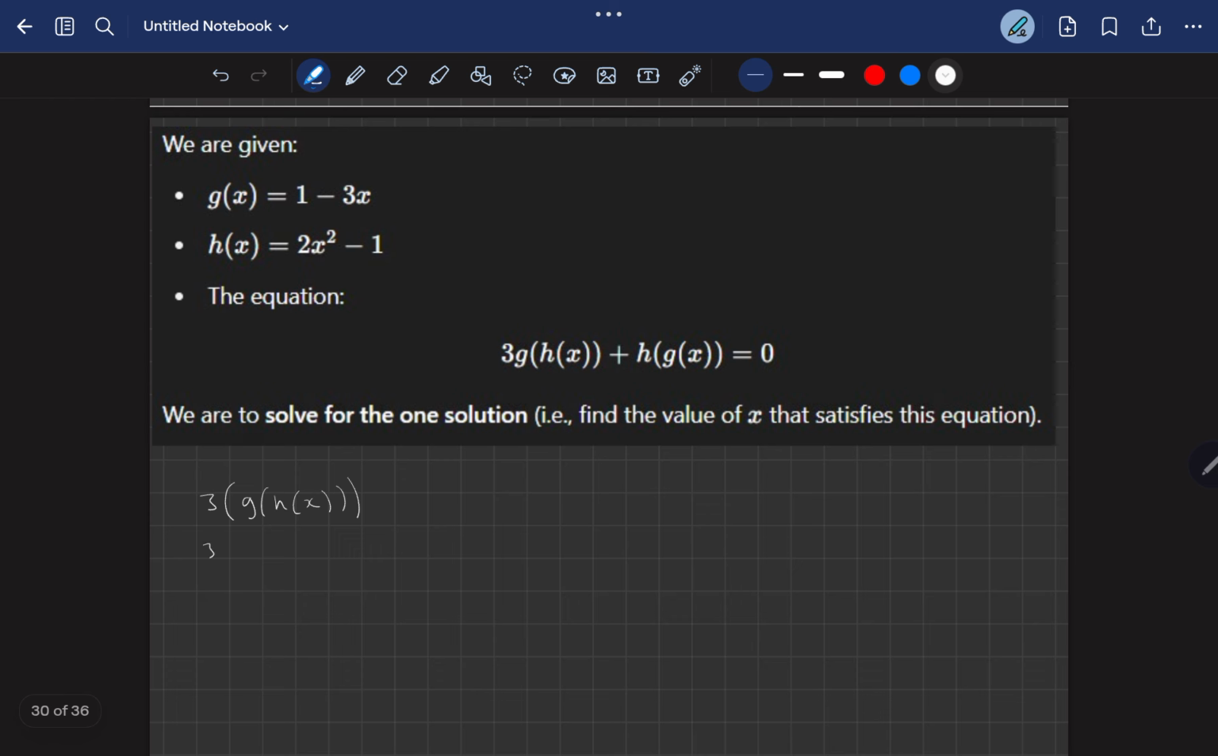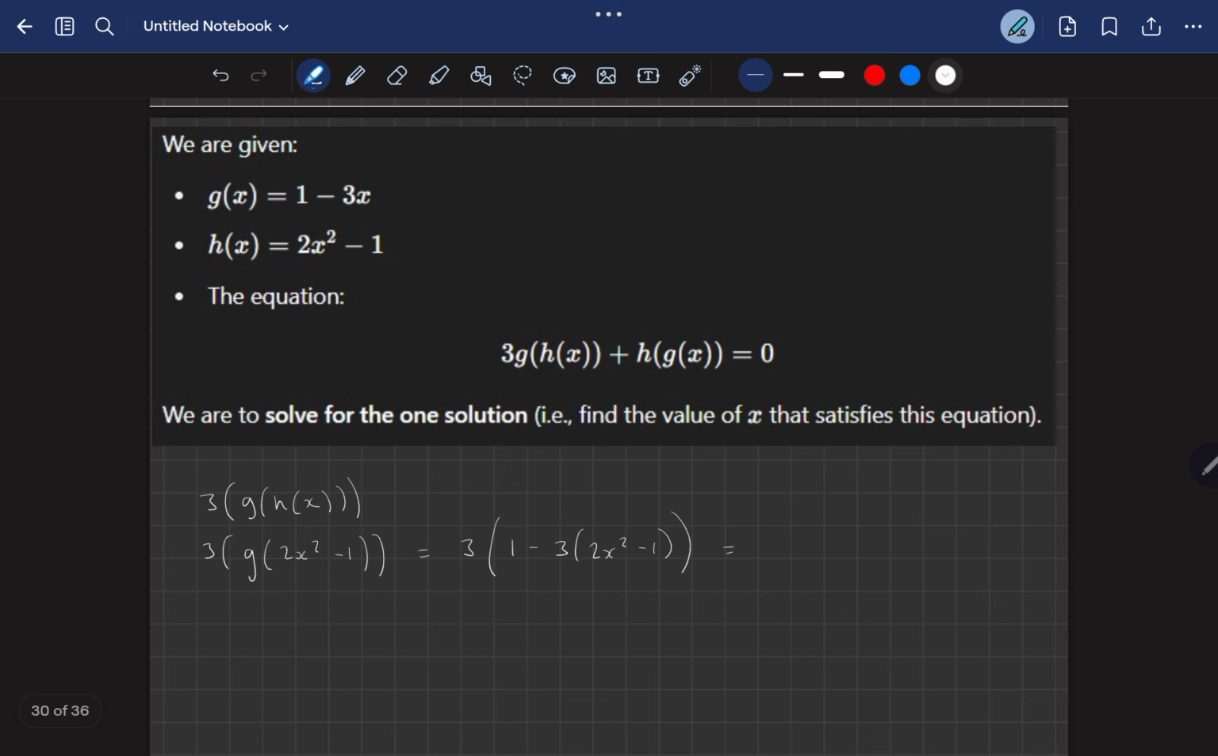So let's put that in. 2x squared minus 1. Now we want to find g of 2x squared minus 1. Over here, we have to do 1 minus 3 times the input. So we're going to do the same thing here. We just leave the 1 by itself. Do 1 minus 3 times the input, and in this case, the input is 2x squared minus 1. So 1 minus 3 times the input, which is 2x squared minus 1.